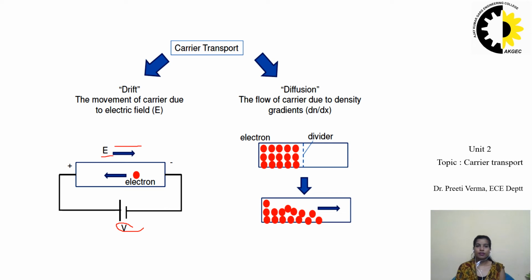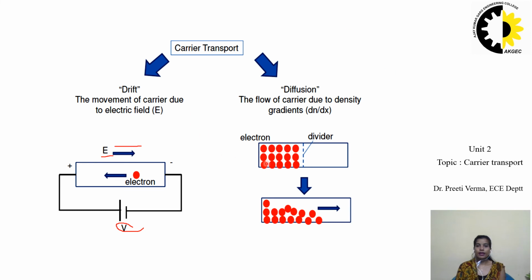Due to the effect of this electric field and potential, the electron moves from right to left. This type of movement of charge carriers due to the effect of an electric field is termed drift of charge carriers. And if we have a concentration gradient, then due to that concentration gradient, the charge carriers move from higher concentration to lower concentration, and that is called diffusion. Here in this diagram we can see this bar has been divided into two parts.